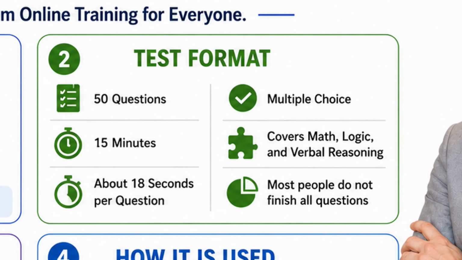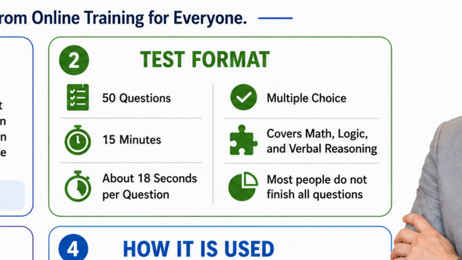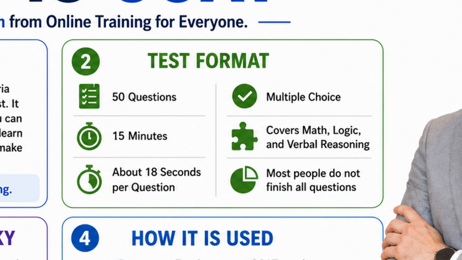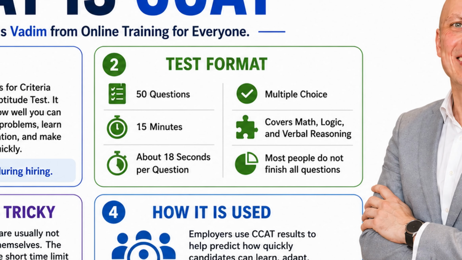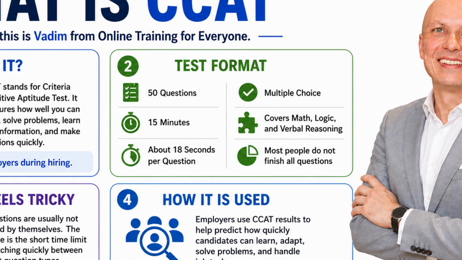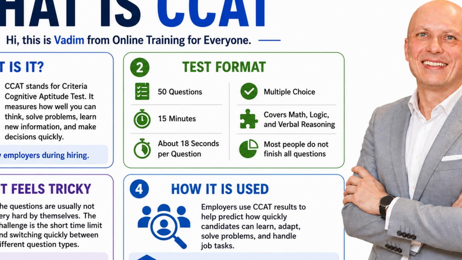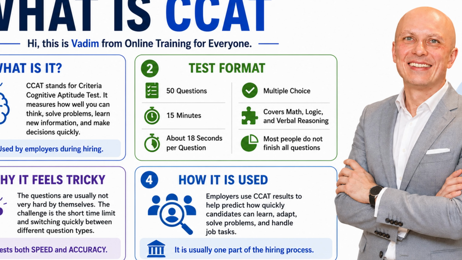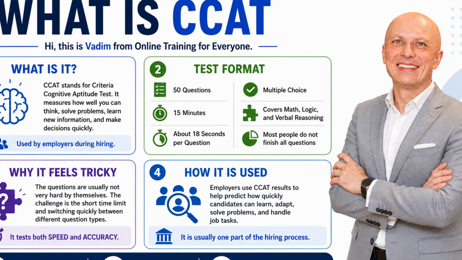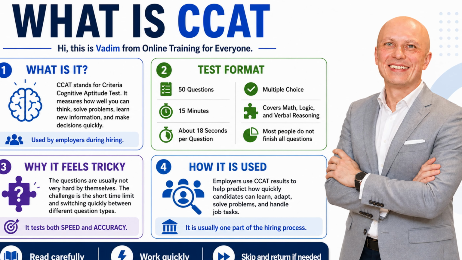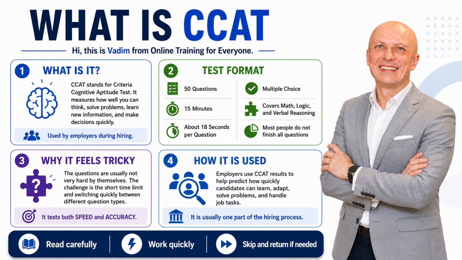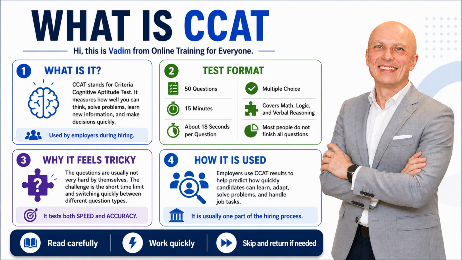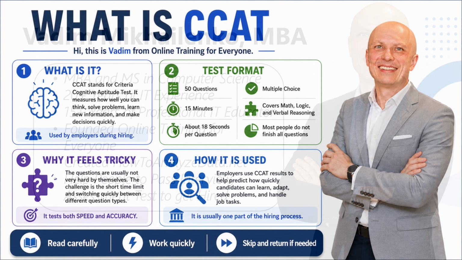The questions are multiple choice and usually cover a mix of math, logic, verbal reasoning, vocabulary, and problem solving. Most of the questions are not extremely difficult by themselves. The tricky part is time pressure and the constant switching between different types of thinking. So even if you know how to solve many of the questions, you can still lose points if you spend too much time on one difficult problem. This is why the CCAT is really a test of both accuracy and speed.